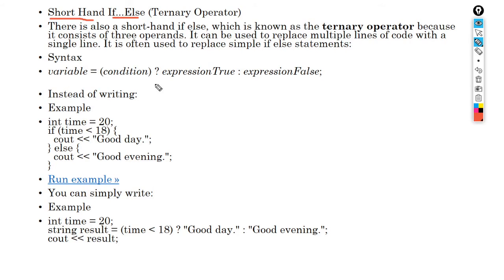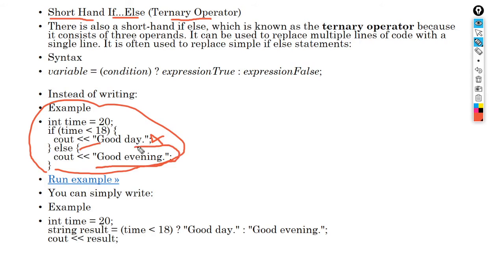That is nothing but a ternary operator, or even we can say it as a conditional operator. Here you can see this example first. Here we have int time equals 20. 20 is less than 18. Is it true? No, false. So this will not be executed. It will go to the else and it will check, and then it will execute this good evening.